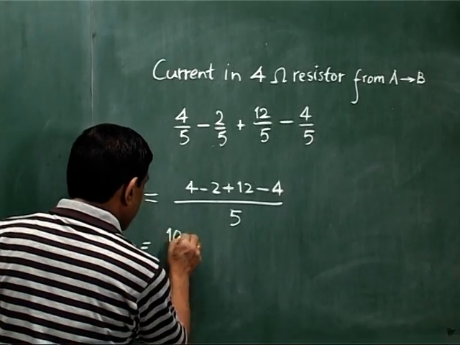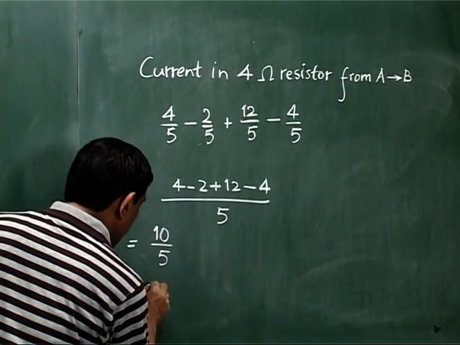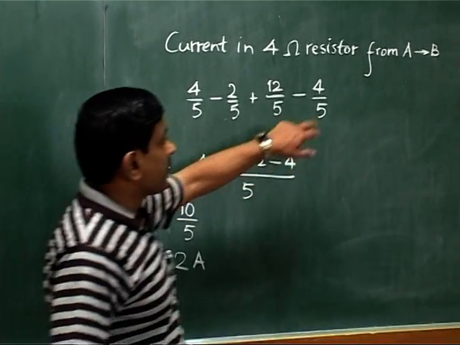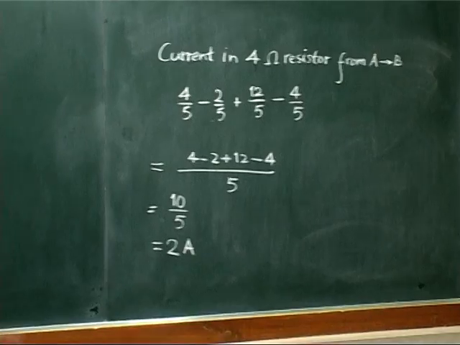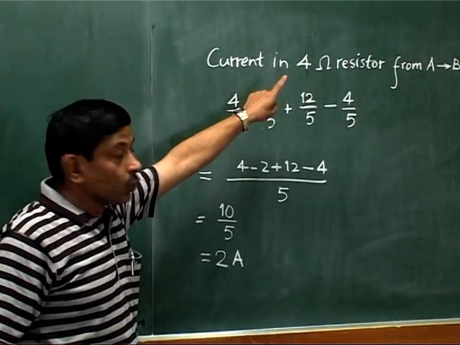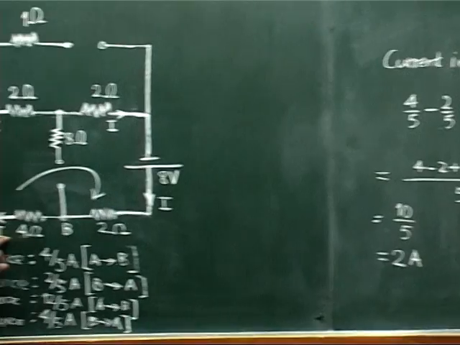So 10 by 5. So it is nothing but 2 ampere. And since we have got a plus answer, that means current must be flowing from A to B. The current of 2 ampere will flow from points A to B, finally in this particular resistor.